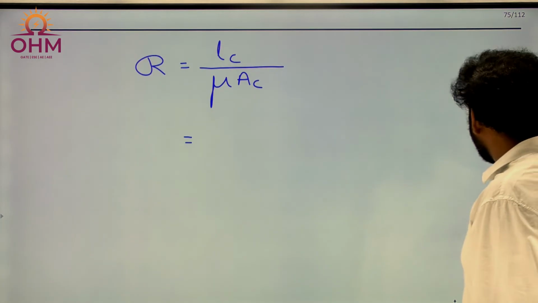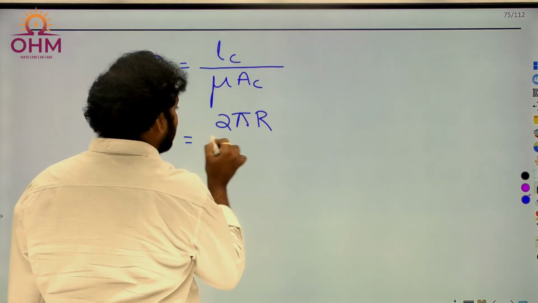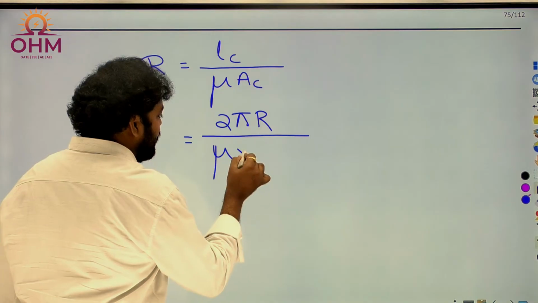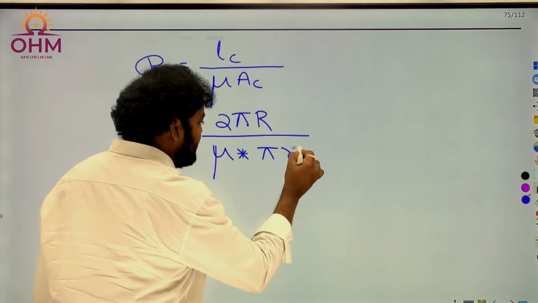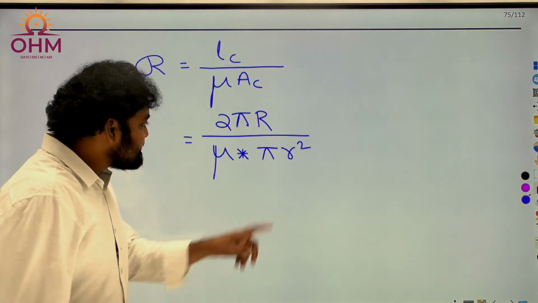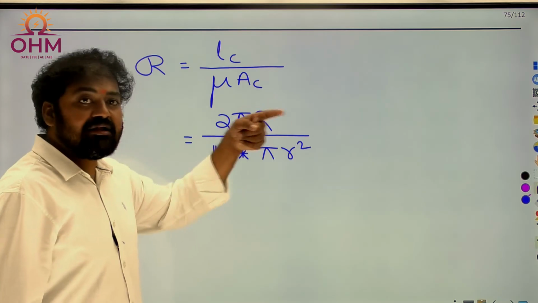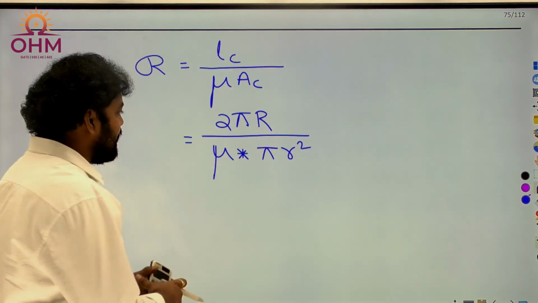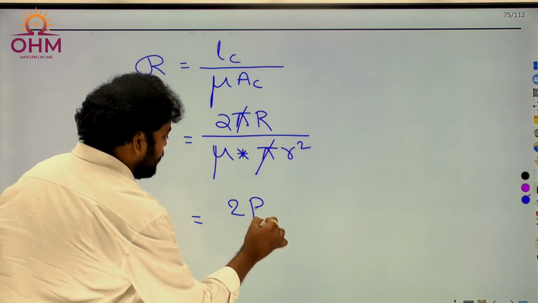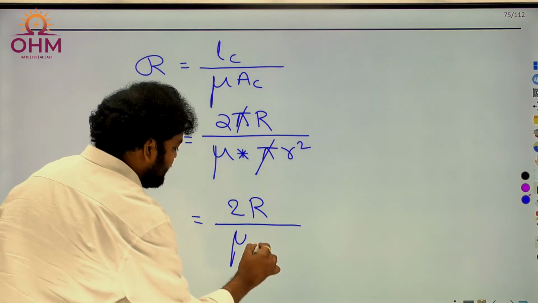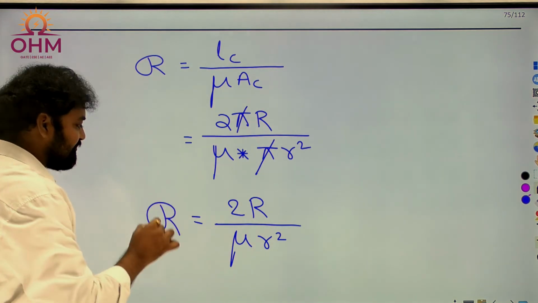So reluctance is equal to 2 pi into capital R divided by mu into cross-sectional area. It's a circular cross-section, therefore can I write pi r square? Remember guys, this small r is the cross-sectional area radius and capital R is the mean radius. Now pi cancels. Therefore, reluctance is equal to 2 into capital R by mu into small r square. This is the reluctance of the magnetic core.